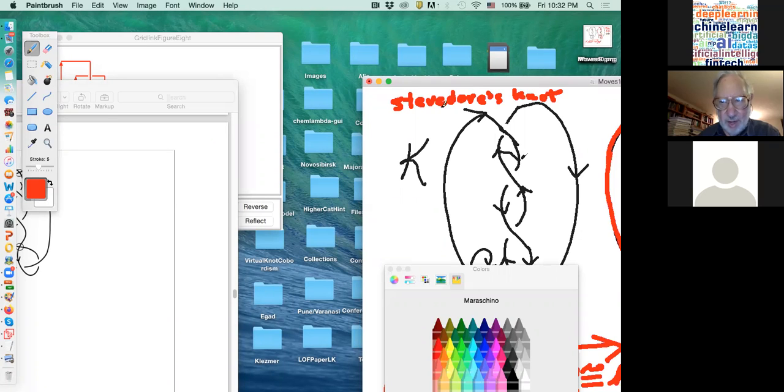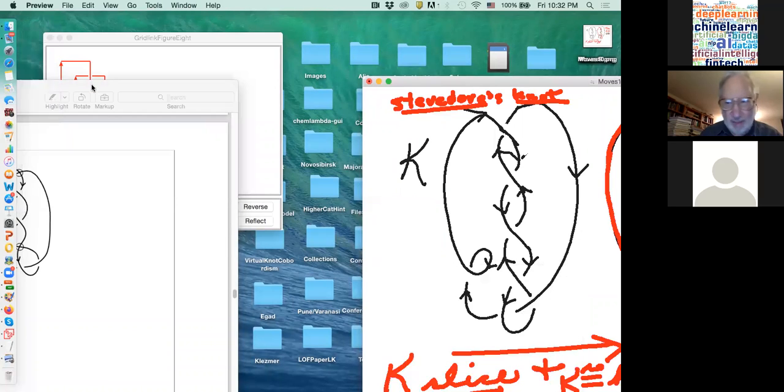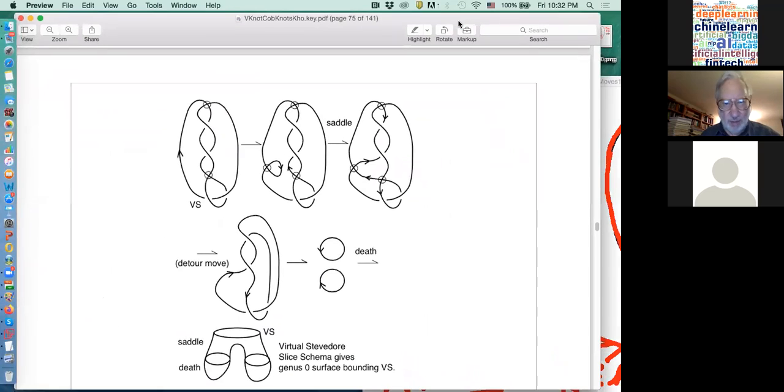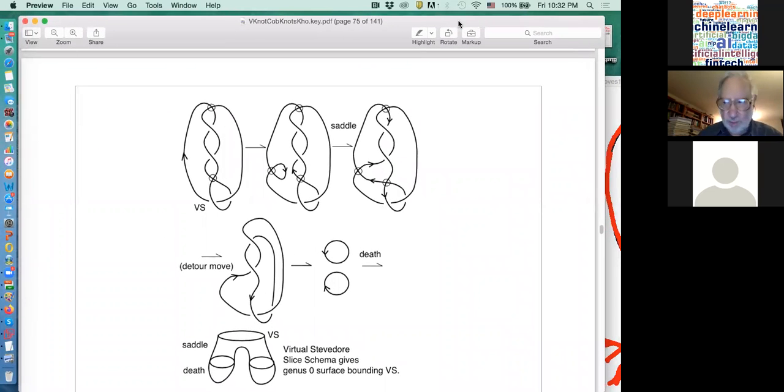I should look in a book on practical knotting and see if there is a practical knot called the stevedore's knot that corresponds to this. Maybe you should look that up next week. But here is the virtual stevedore.